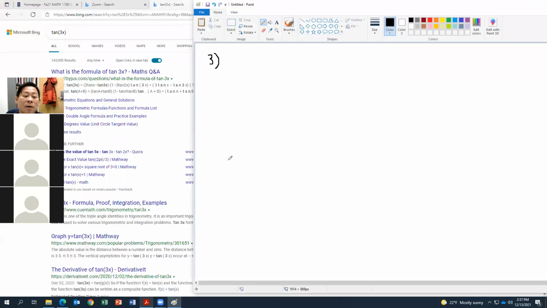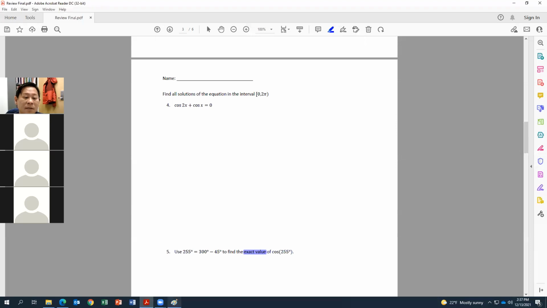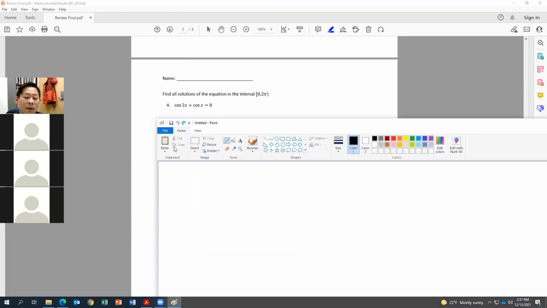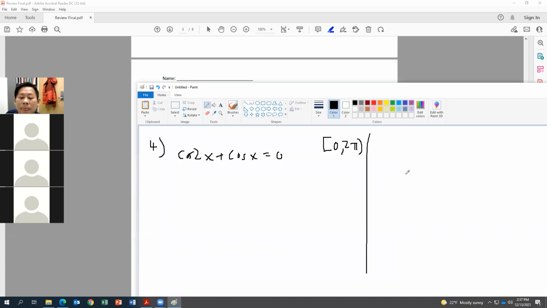So anyone here know how to prove this? Not prove, solve. We're not proving here, we are solving here. You have to be between 0 and 2 pi for cosine 2x plus cosine x equals 0. Anyone? Use a double angle formula.